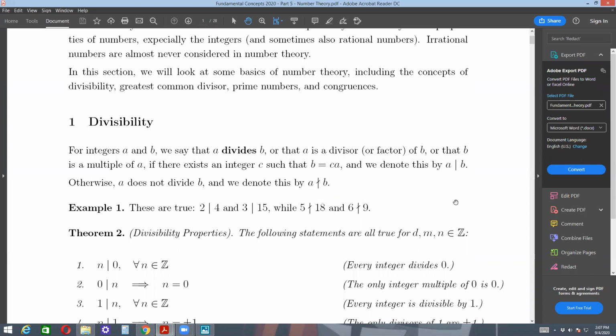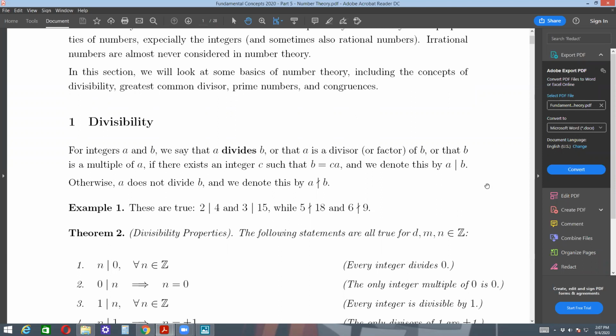Also note that a and b in this definition have to be integers. So for example, let's say a is 1.2 and b is 2.4. Even though technically if you multiply a by 2, you get b, a and b aren't integers. So this definition doesn't apply there, right?